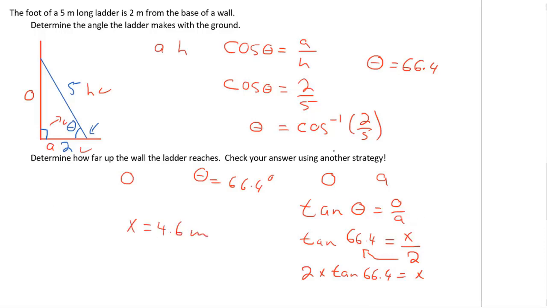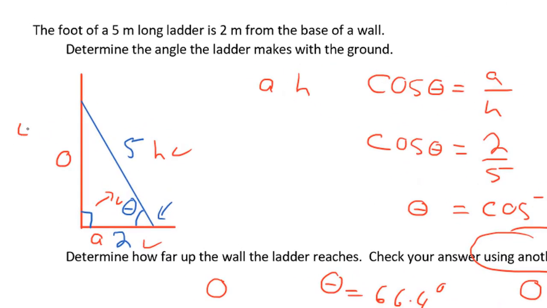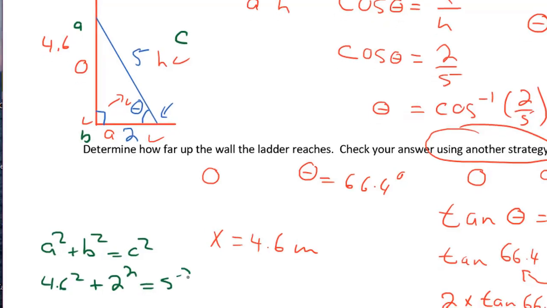Now, they want you to use a second strategy to check your work. Let's put what we know on here. So we know that this is 4.6, and we know that this is a right angle triangle. So that means that we can use our Pythagorean theorem to make sure that this works. The side opposite the 90-degree angle for the Pythagorean theorem is always C, and A and B are the other two sides. And we know that the Pythagorean theorem states that a squared plus b squared has to equal c squared. And if I plug in what I know, 4.6 squared plus 2 squared should equal 5 squared.